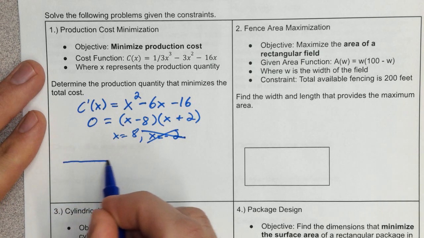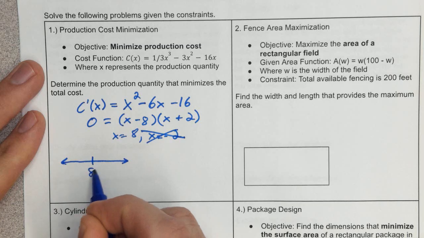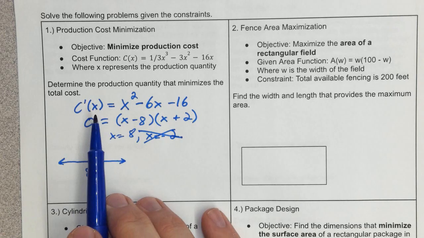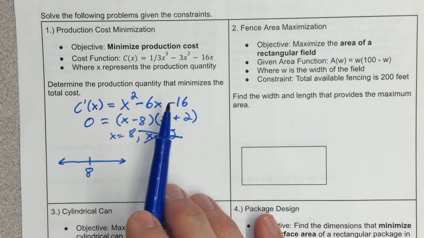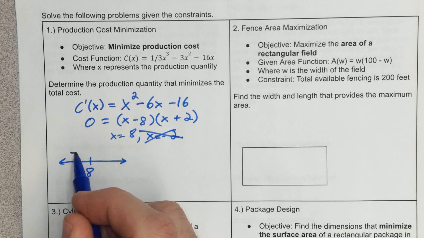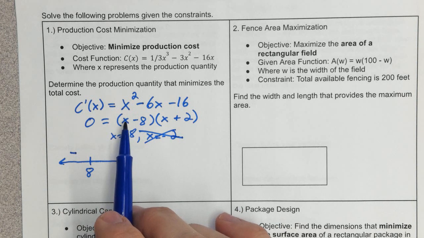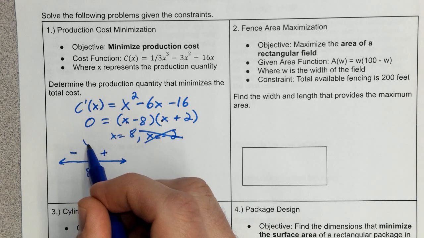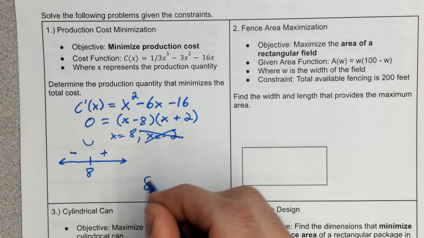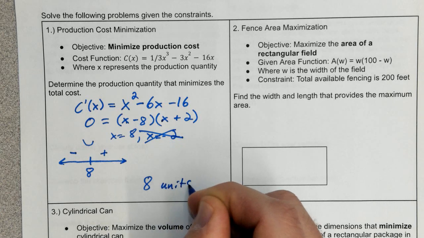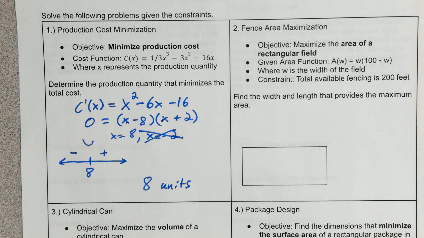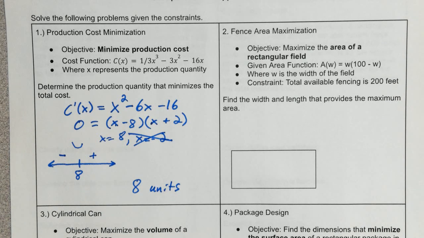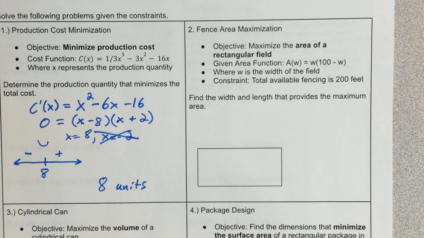So we'll make a little sign chart here. We'll put 8 on it. We'll test the point to the left of 8 in the derivative. So c prime of 0 would be 0 minus 16, so that'd be negative. Pick a number like 10. If you plug in 10 here, you get positive times a positive. It's positive, indicating that at 8 we have a minimum. So 8 units is going to minimize the production cost in this situation. In an actual problem, you would probably have to set that up. But again, we're just trying to baby step into these problems here.